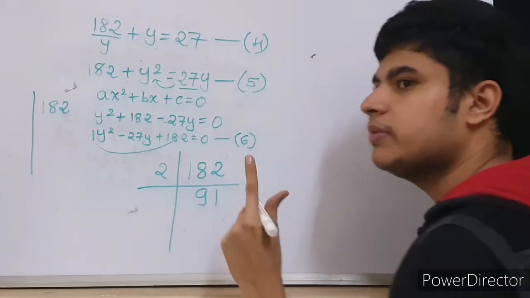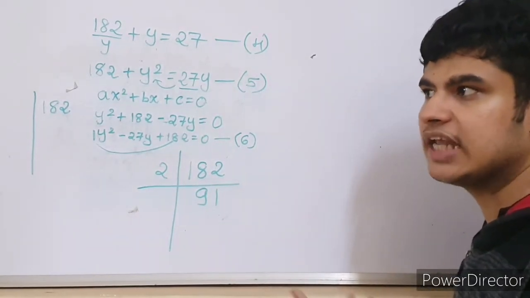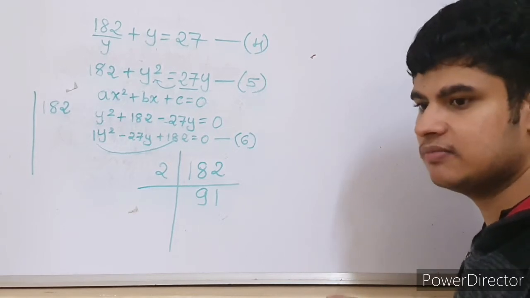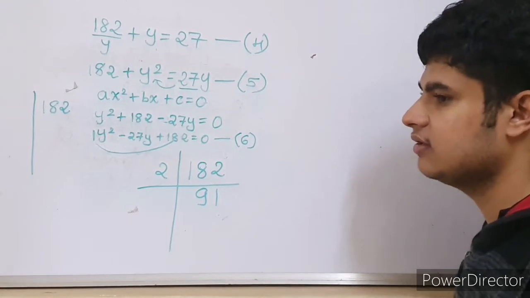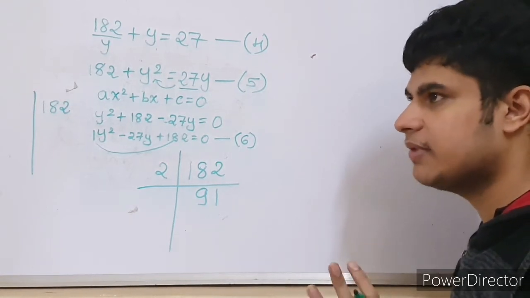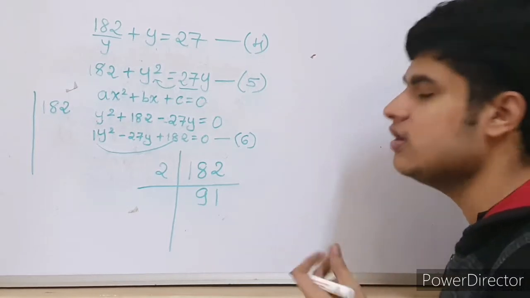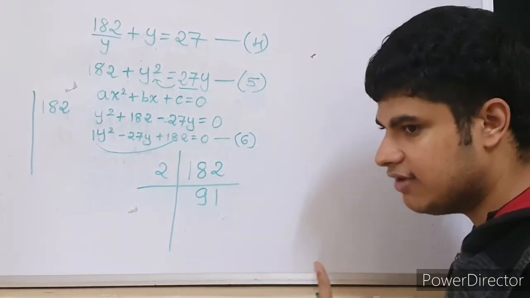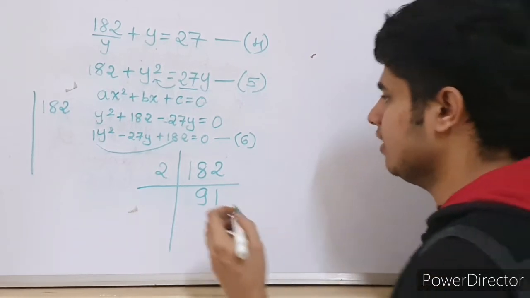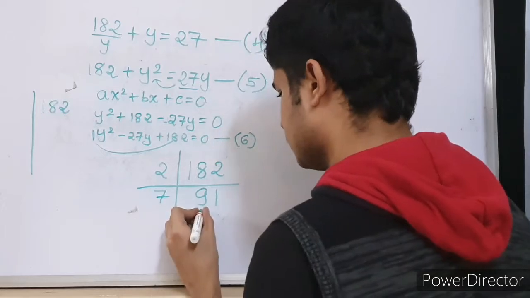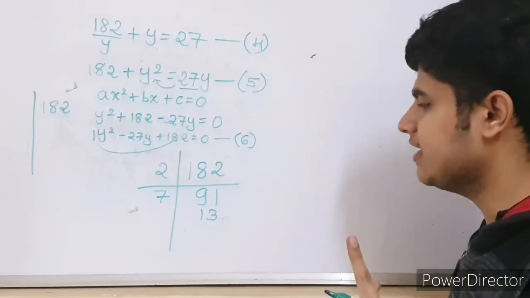Then what will be the next table? Will 3 contain 91? No. 90 it will contain, 93, but not 91. Will 4? No, because 91 is an odd number. 5? No. 90 will come and 95 will come. 6? No. Again because 91 is an odd number. 7? If I see 7 into 13, we get 91. Okay? 7 into 13 I get 91.